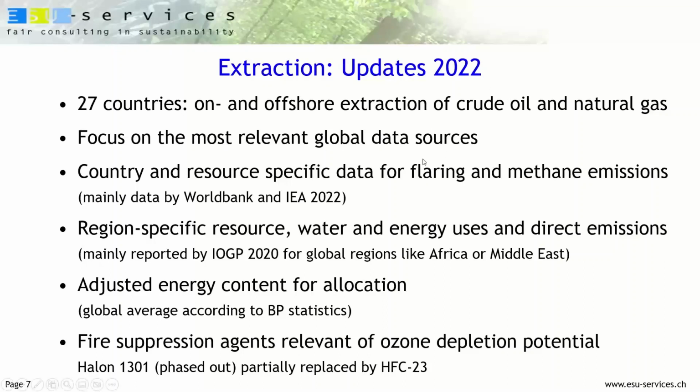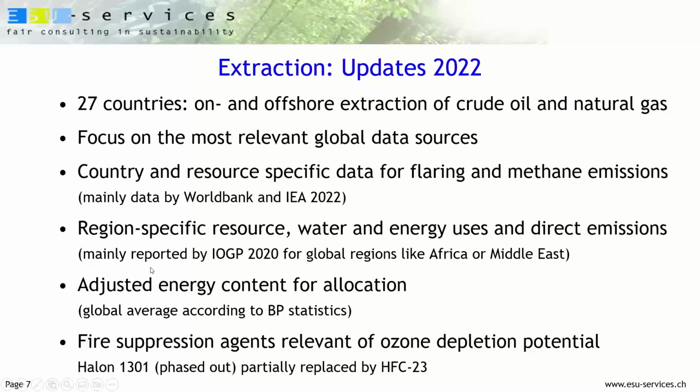As said, we are focusing on global data sources which allow harmonized inventories. We use country and resource-specific data for flaring and methane, mainly from the World Bank and the International Energy Agency. We have region-specific data for the use of resources, water and energy, published by the IOGP. This is the International Association of Oil and Gas Producers, a global association collecting data from this industry, and they publish the data per world region, like Africa or Middle East.